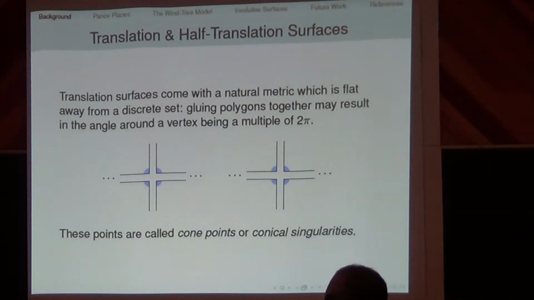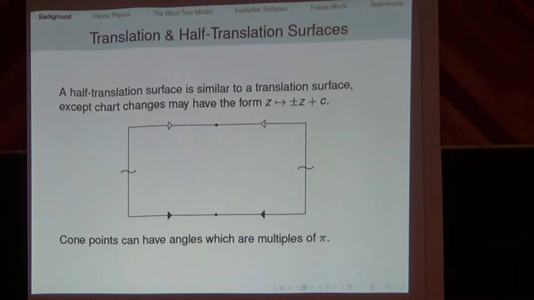A half translation surface is a generalization of a translation surface. It's defined in the same sort of way, except your chart changes can be composed with negations. So when your translations can be composed with negations like this, your cone angles can now be multiples of pi instead of 2 pi. So in the case of translation surfaces, you have a well-defined notion of direction. You have trivial linear holonomy on the surface. With half translation surfaces, you have almost trivial holonomy. So you can distinguish north from east on a half translation surface, but you can't distinguish north from south.